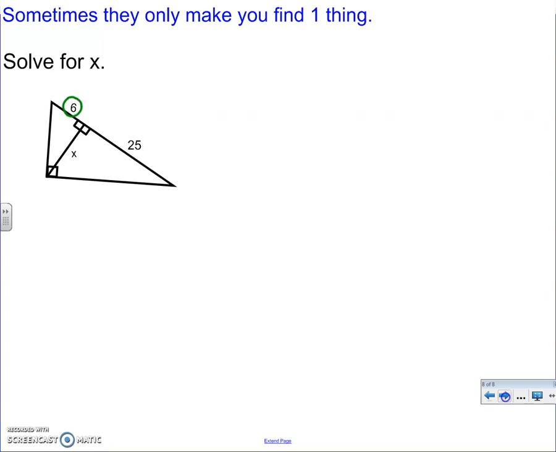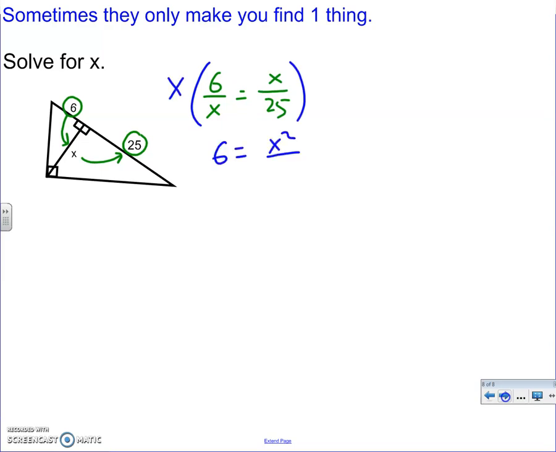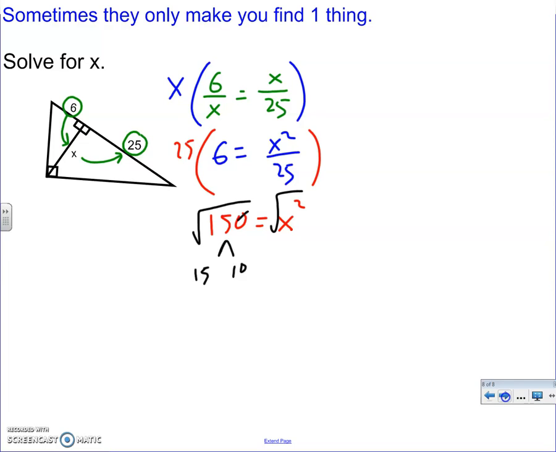So I'll start at 6, because one of the two small pieces of the large hypotenuse goes to x, x goes to 25. If you want to circle them, your choice. Alright, so 6 over x goes to x over 25. Get rid of the first fraction, multiplying both sides by x. So that is 6 equals x squared over 25. Get rid of the second fraction by multiplying both sides by 25. You get 150 equals x squared. Next, square root both sides. Square root of 150. That is 15 times 10. That is 3 times 5. That is 2 times 5. There are a pair of 5s. So 5 goes out, 3 and 2 stay in, which multiply to 6.